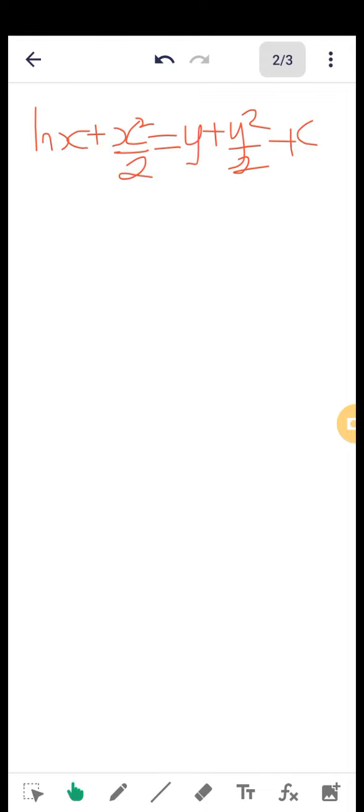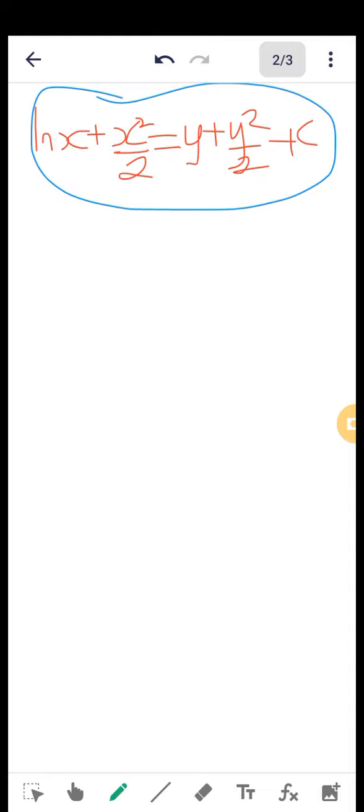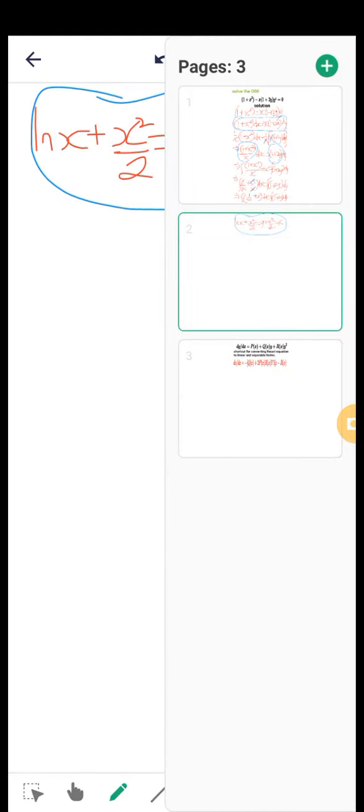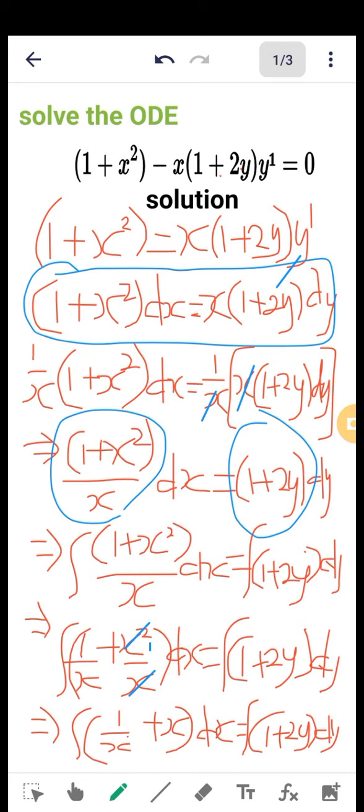Remember, this is our general solution for the differential equation (1 + x²) − x(1 + 2y)y′ = 0.